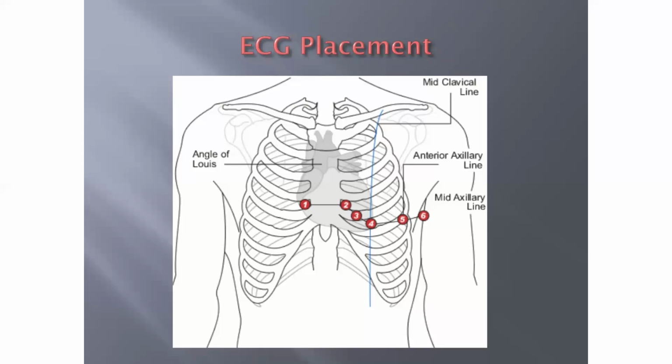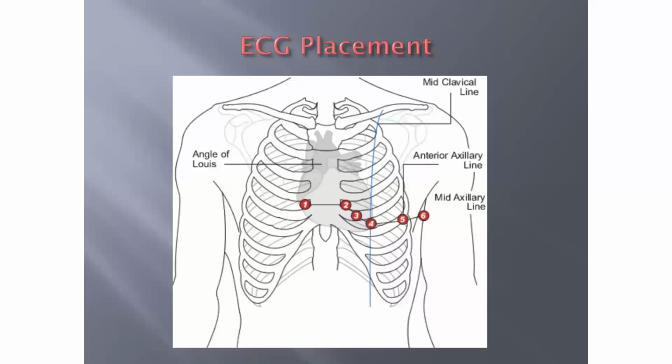Then you don't connect lead 3, you connect lead 4, mid-clavicular line, fifth intercostal space. Then lead 3 is connected between lead 2 and lead 4. Then on the anterior axillary line, on the same plane as lead 4, you connect lead 5. Then lead 6 is on the mid-axillary line on the same plane, that is the fifth intercostal space. And then from there, you're able to read your ECG, lead V1 all the way to V6.